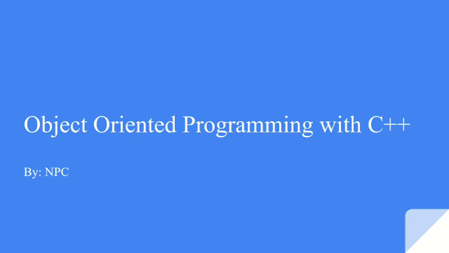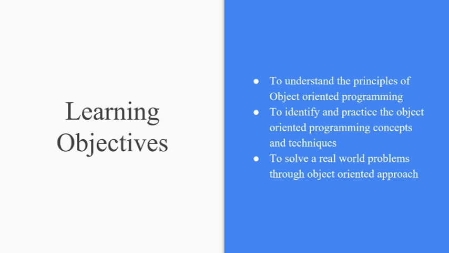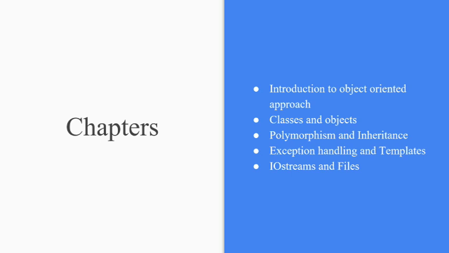Okay, so what we're gonna study today is object-oriented programming with C++. These are the chapters which we're going to cover in this unit: introduction to object-oriented approach, classes and objects, polymorphism, inheritance, exception handling, and templates, IO streams and files as well.